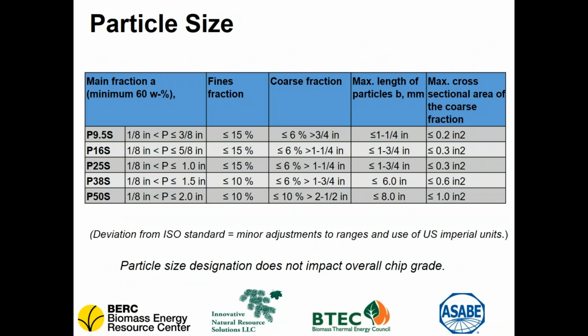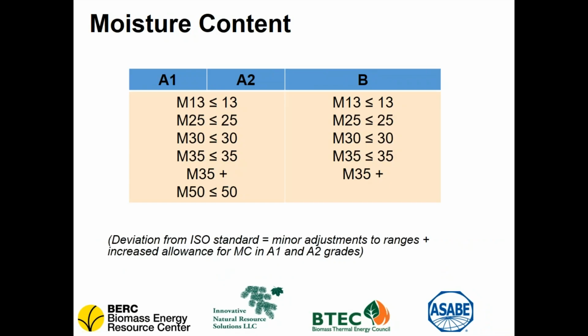So particle size is the next quality parameter, following the order of, not importance, but the order of sequence in the ISO standard. There are 5 subclassifications for particle size: the P9.5, the P16, the P25, the P38, and the P50s. And so the deviation from the ISO standard was just minor adjustments to the ranges in those categories, but also the use of US imperial units rather than metric. And it's important to note that the particle size designation does not directly impact the overall chip grade in terms of the A1, A2, B1, B2 grades as it had been in the ISO 17225 standard. Next slide.